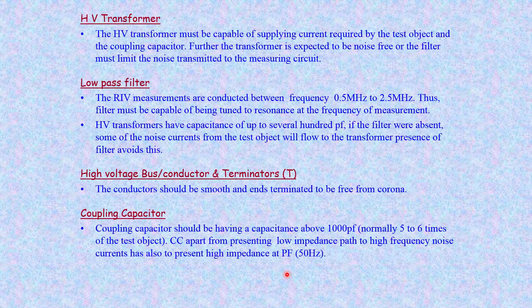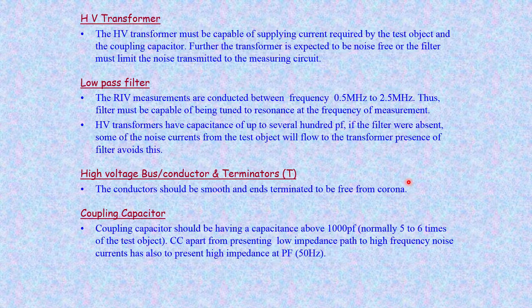Second, after the transformer comes the low pass filter, which is being tuned. The RIV measurements are conducted between frequencies of 0.5 to 2.5 megahertz, as mentioned earlier. This is prescribed in the standard IEC 60437, as mentioned. This filter must be capable of being tuned to resonance at the frequency of measurement.